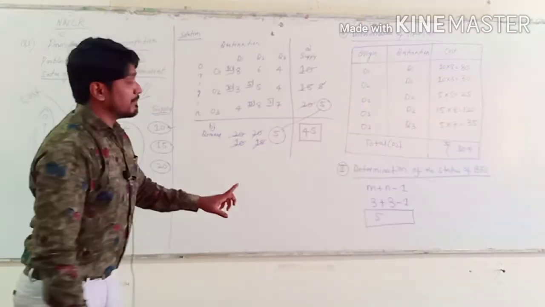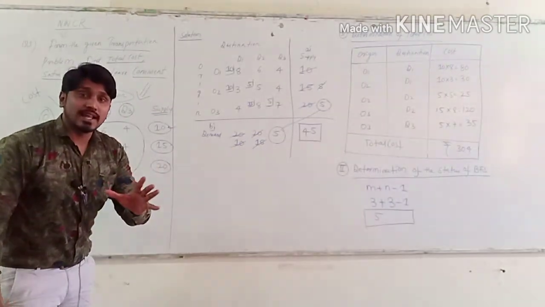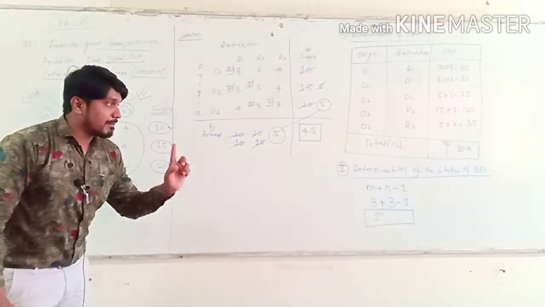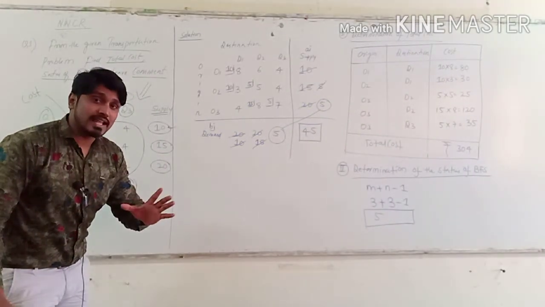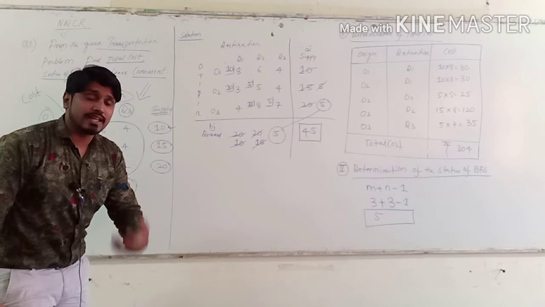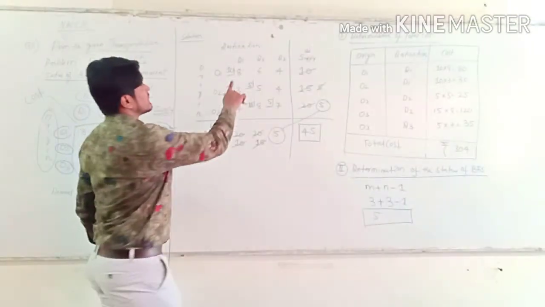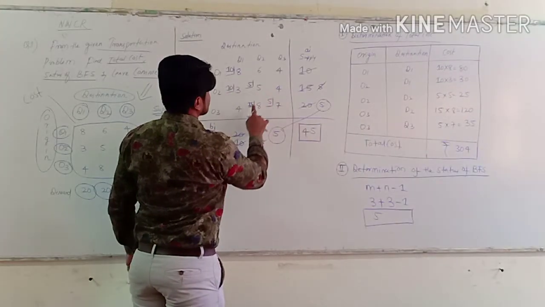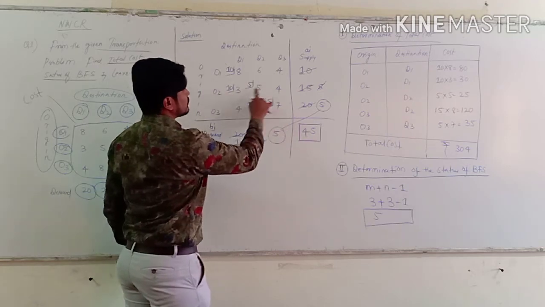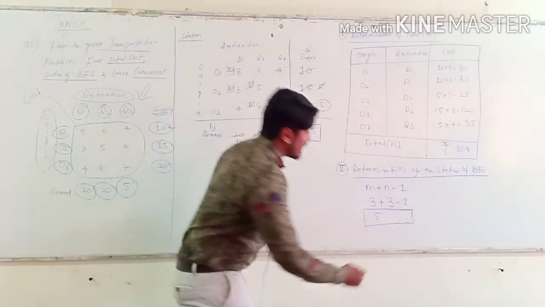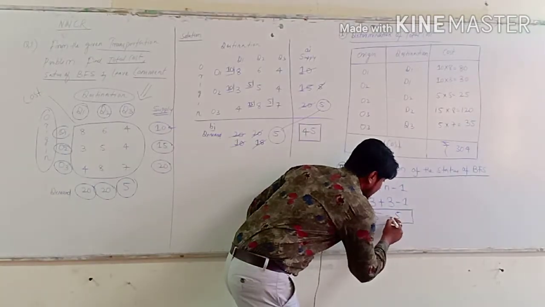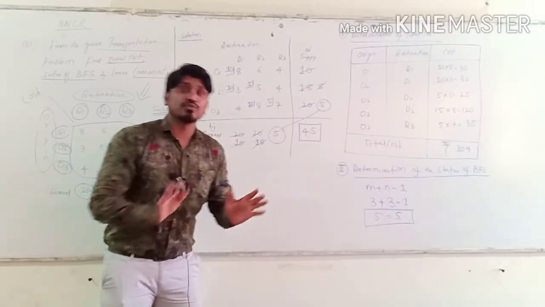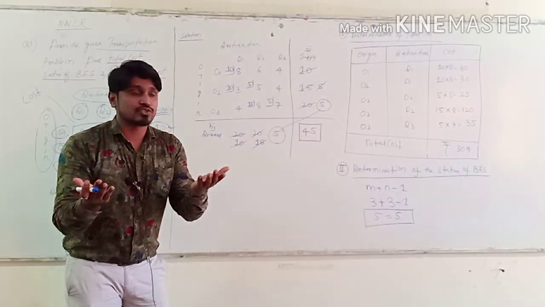Now we have to compare this 5 with the allotted cells. Now we compare this m plus n minus 1 with the allotted cells. How many allotted cells are there in the matrix? We have to check. 1, 2, 3, 4, 5. Okay, there are 5 allotted cells. It means 5 equals 5. Both are the same.